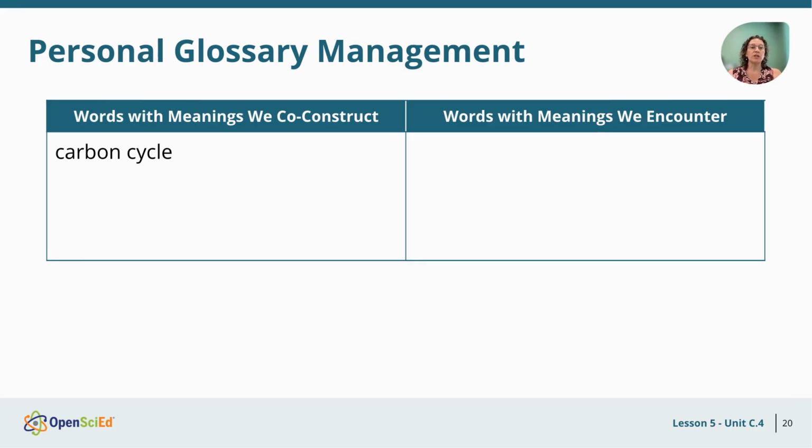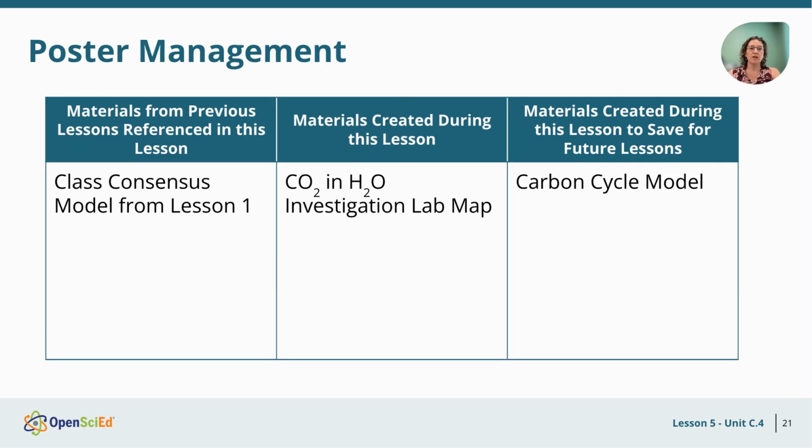For the personal glossary, you will co-construct with your students the meaning of carbon cycle. For poster management, you'll need the class consensus model that you created in lesson 1. You might consider creating the carbon dioxide and water investigation lab map like I showed earlier. That was in part 2. Finally, the carbon cycle model is really just your class consensus model that you added all of those quantitative data sticky notes and carbon sphere labels onto. You'll want to make sure that you keep that one posted in your room until the end of this unit, and you will definitely use it more in lesson 10.